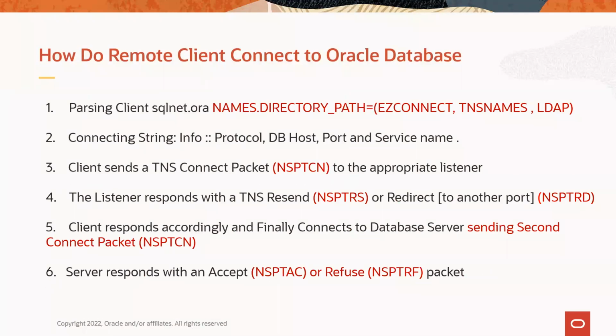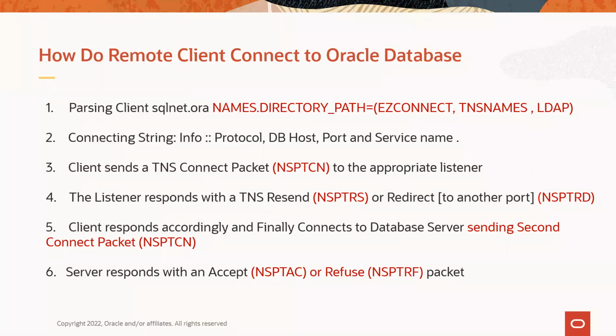Okay, how do remote clients connect to the Oracle database? First, for the remote client to connect to the Oracle database, it would pass through the client sqlnet.ora. It would say I would go with the Easy Connect method, the TNS names method, or an LDAP server. So what information does a client need to connect to our Oracle database? We would call it a connection string also. So it needs a protocol. It needs to know the database host it is connecting to. It needs to know the port number where that particular host is being served. And it needs to know the service name of the instance it is connecting to.